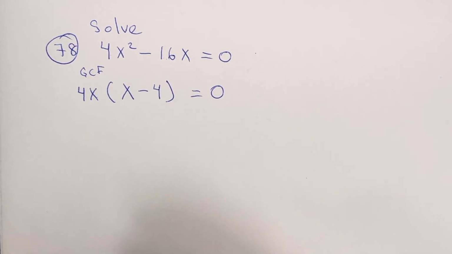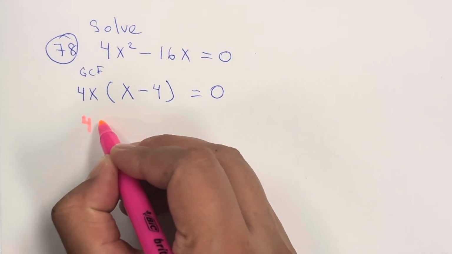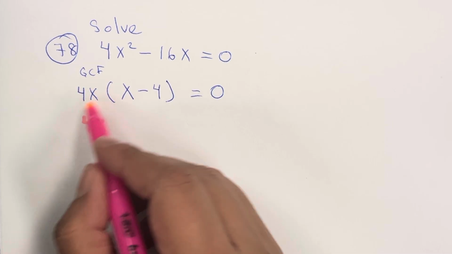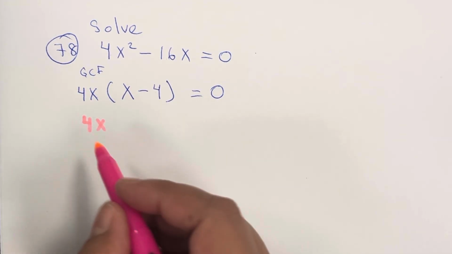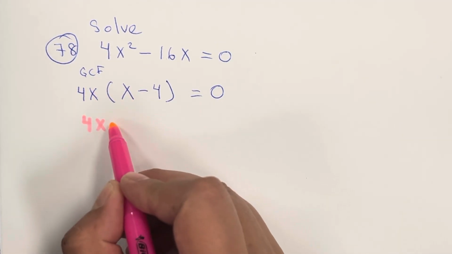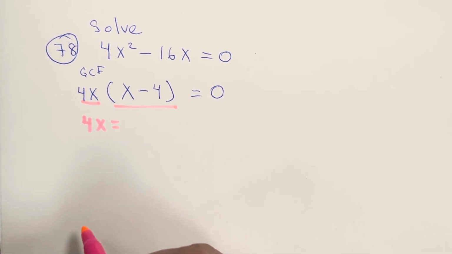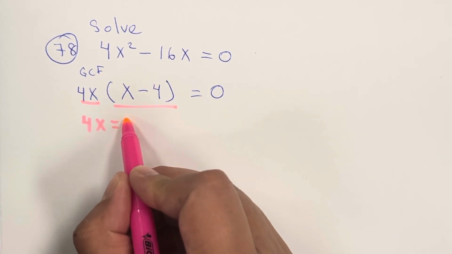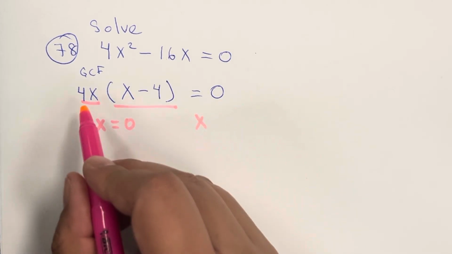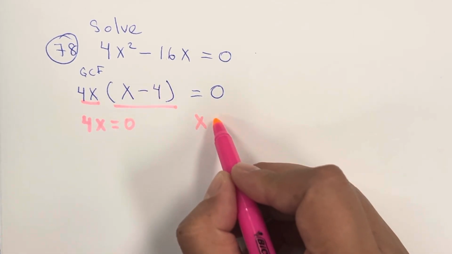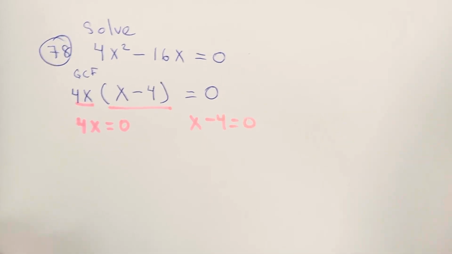usually they might ask you for the process. In here, I'm just asking you to find the answer, but I'm going to show you where this answer comes from. So this is one factor, this is another factor. Each factor you're going to set equal to 0. So 4x equals 0, and then x minus 4 equals 0. Then you're going to start solving for that x.